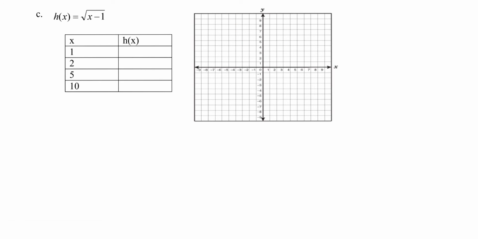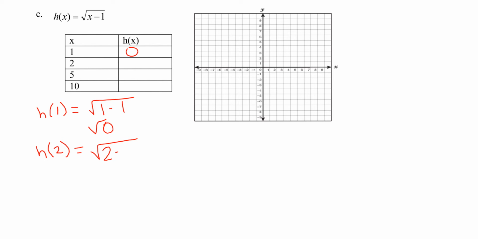All right, so here we are looking at our function of h of x equals the square root of x minus 1, and they give us x values. We have to find the y, or h of x. So first, what we're going to do is do h of 1, which is going to be the square root of 1 minus 1, or the square root of 0. The square root of 0 is 0. For 2, we have h of 2. So we are going to do the square root of 2 minus 1, which will give me the square root of 1, which is 1.